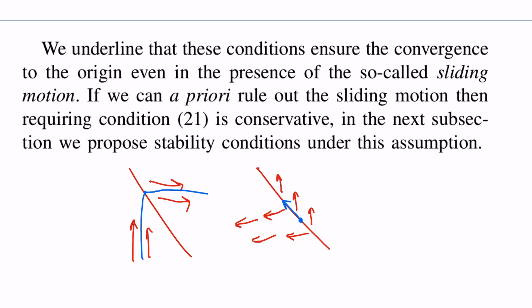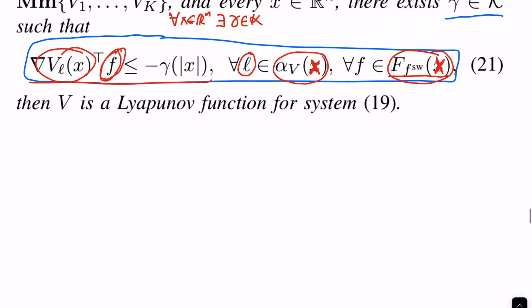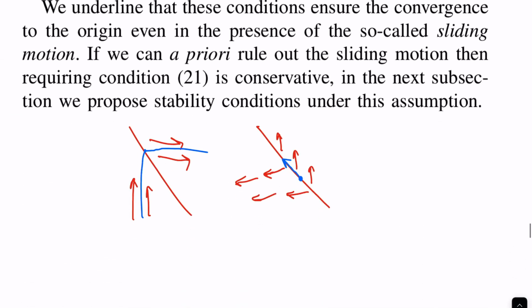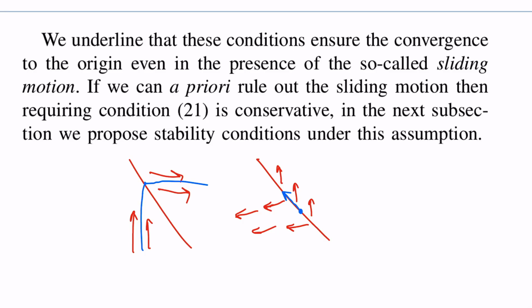We can a priori rule out the sliding motion. When we can a priori rule out the possibility of having sliding motion, then this constraint would be conservative. Why? Because we have more information, and we should take advantage of that. In the next subsection, we propose stability conditions under this assumption.